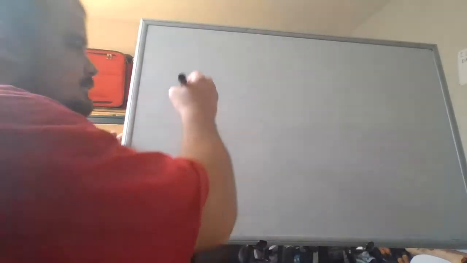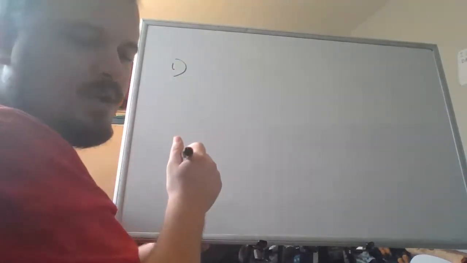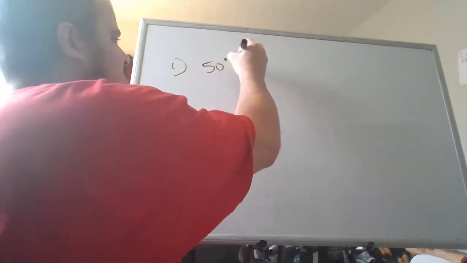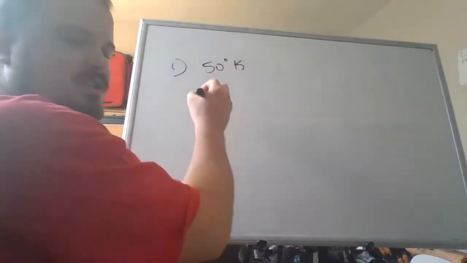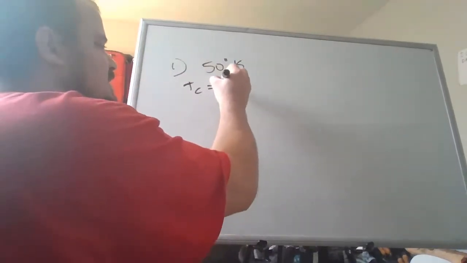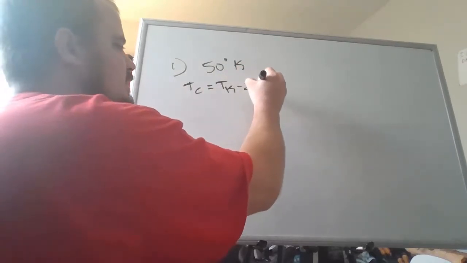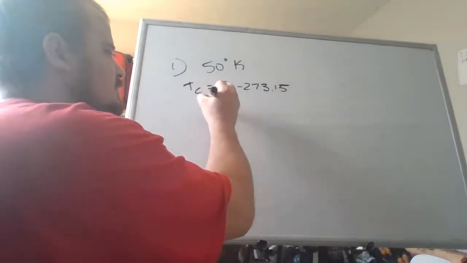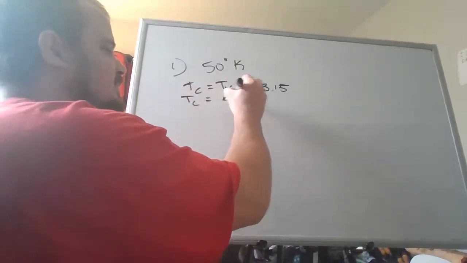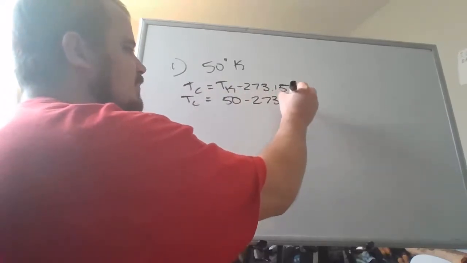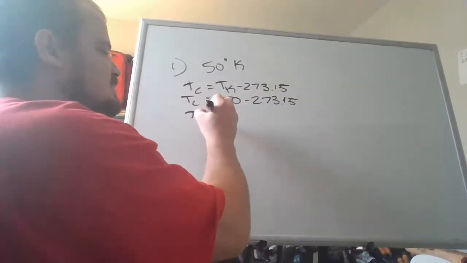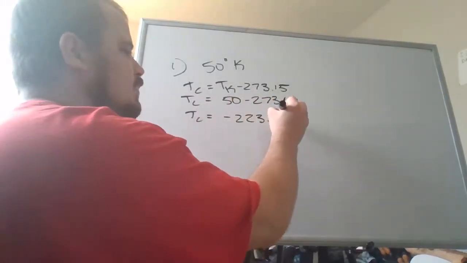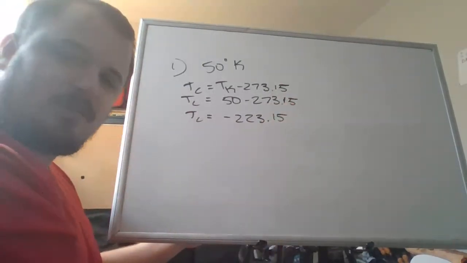Okay, so number 1 starts off with 50 degrees Kelvin. So we say temperature in Celsius equals temperature in Kelvin minus 273.15. Let's take the temperature in Kelvin, so it's going to be 50 minus 273.15. And so the temperature in Celsius for this one is negative 223.15. Okay, that's what you should have gotten for number 1.